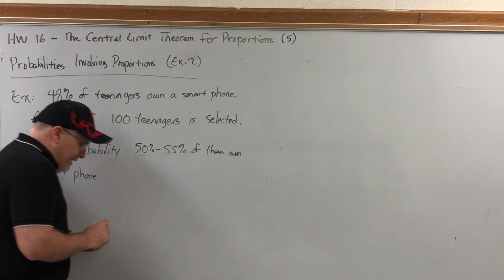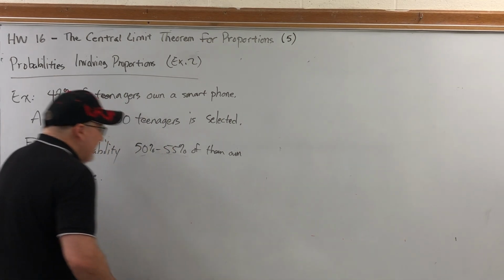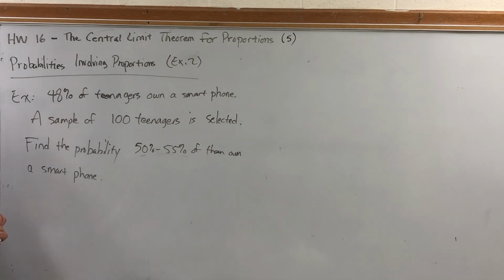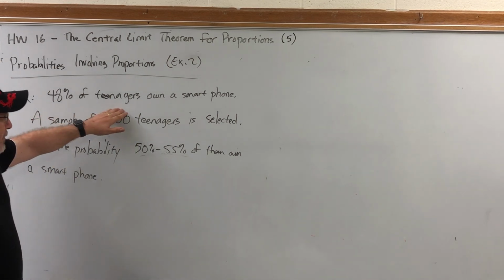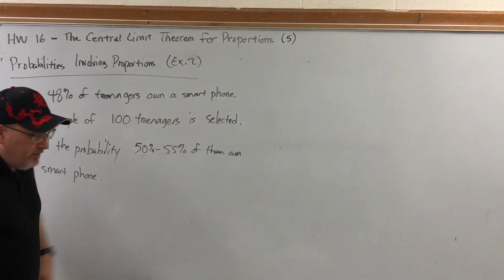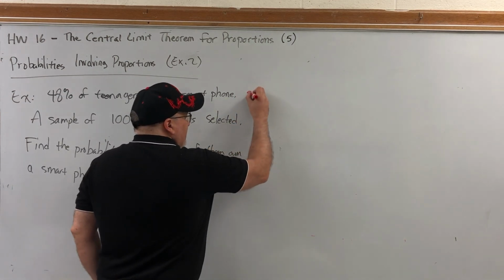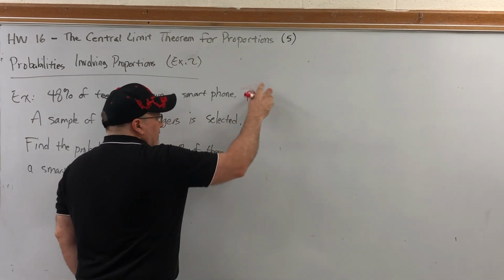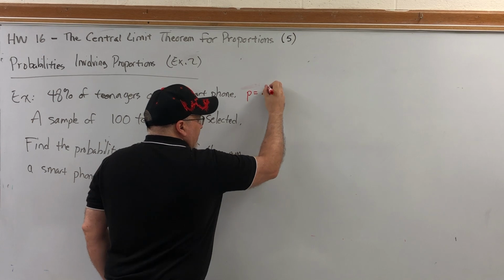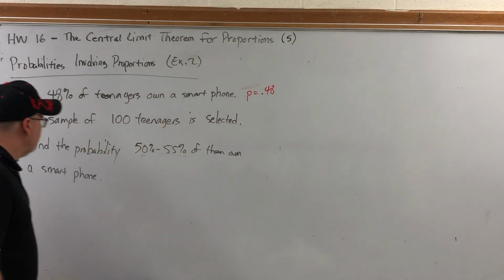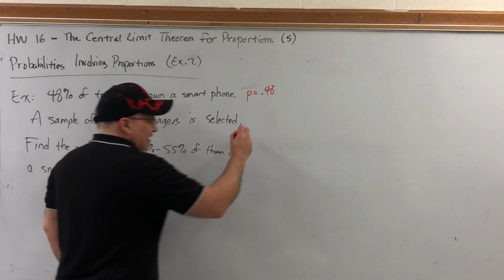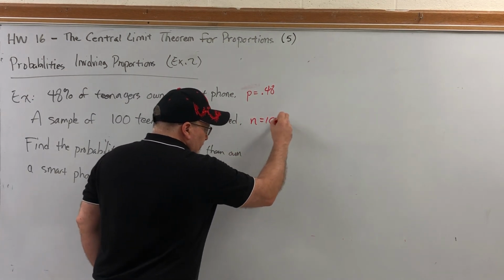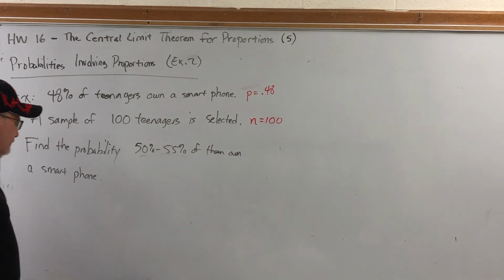Let's start by identifying what we're given and what we're being asked to find. When we're told 48% of teenagers own a smartphone, we're being told 48% of the population have a characteristic. That's the definition of P, not P hat, P, as a decimal 0.48. A sample of 100 teenagers is selected. That's lowercase n. This is what we're given.